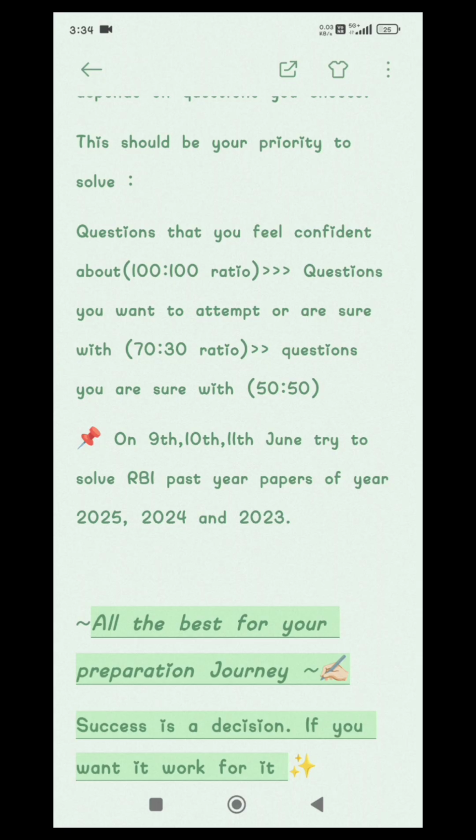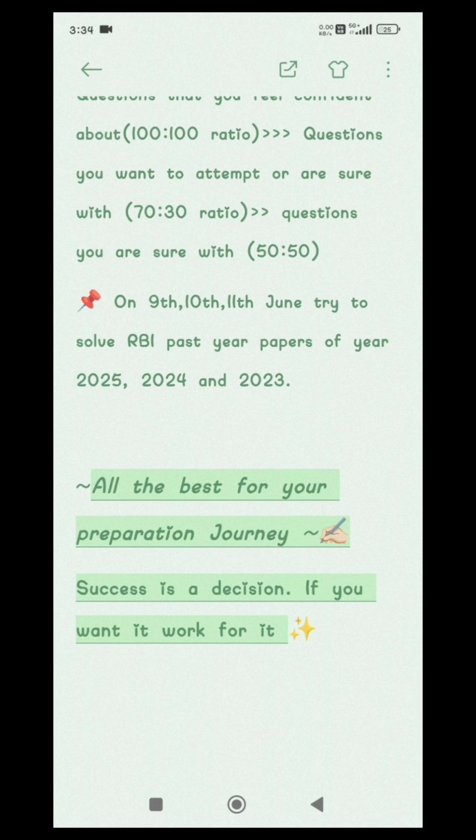Now the most important thing, which I have pinned: on 9th, 10th and 11th of June, try to solve RBI past papers, of 2025, 2024 and 2023. Why? Because these 3 years the questions are of good quality. 2022, 2021 and 2020 were relatively on the easier side. Why 9th, 10th and 11th? Because that will make you feel like you are giving your exam. Solve accordingly. Get up in the morning, or whatever the RBI morning shift timing is.